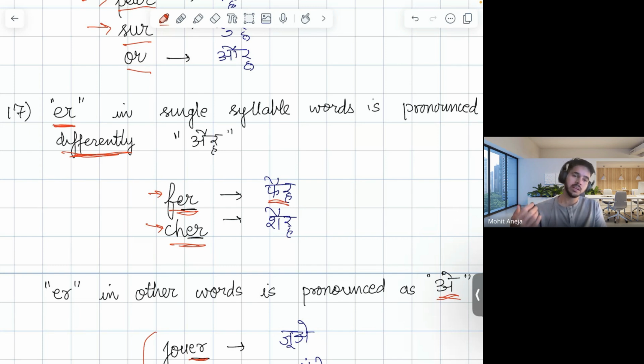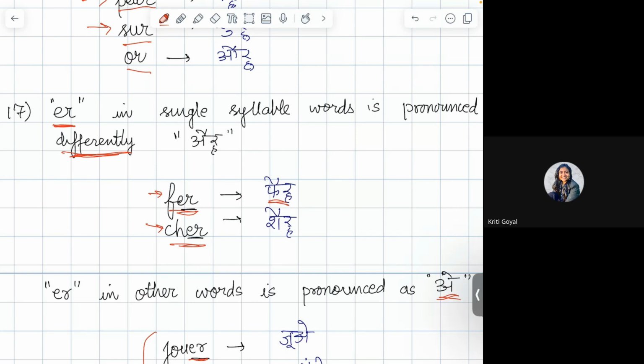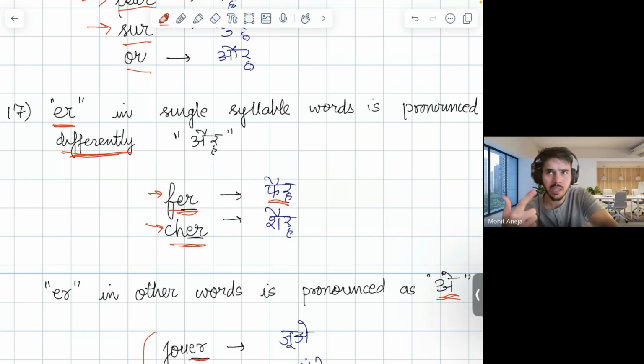So you remember we did this word chante, right? Chante is not a single syllable. Can someone tell me how many syllables are there in this word chante? Three. It's chant and te. It's only two sounds that I'm making. So it's a two syllable word.